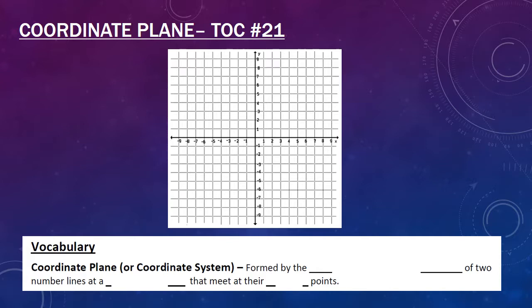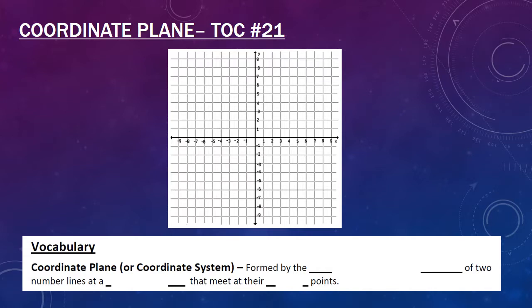So our lesson is on the coordinate plane, and if you take a look at the picture at the very top of your page and the one right here in the middle of the screen, that is what the coordinate plane looks like. Now it's also sometimes called the coordinate system, so let's jump into some of the vocabulary terms to help you get through this lesson.